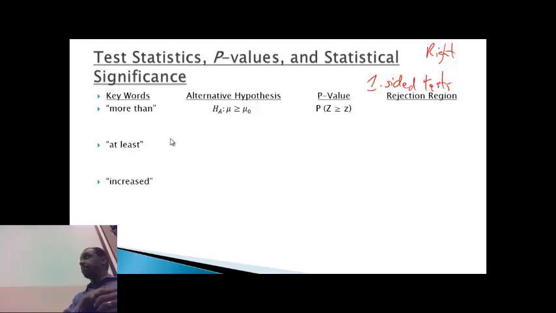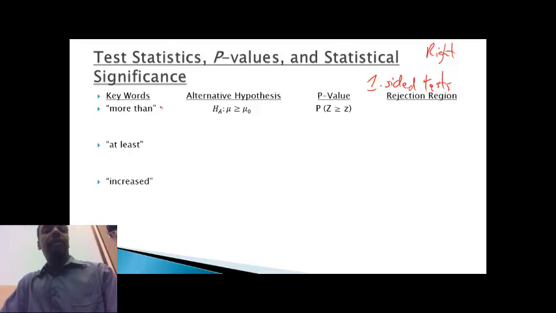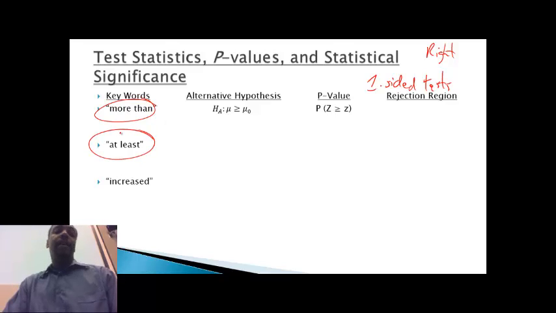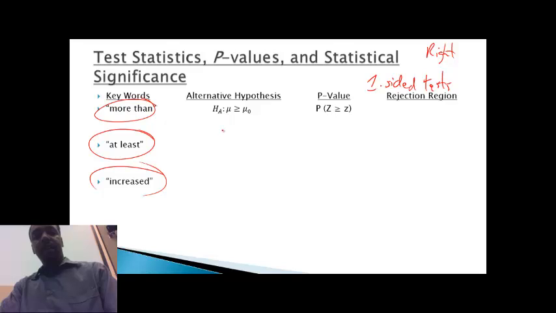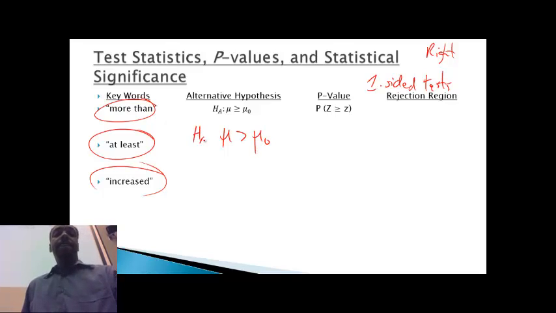Okay, so let's go ahead and pick it up right here with where we left off on page maybe 4 or 5 of the notes. So anyway, you're going to have these different situations here where keywords would be like more than, at least, and increase, if you will. And the alternative should be mu greater than, we'll say strictly greater than some value mu not. Okay, so it should be strictly greater than for that one, not greater than or equal to.